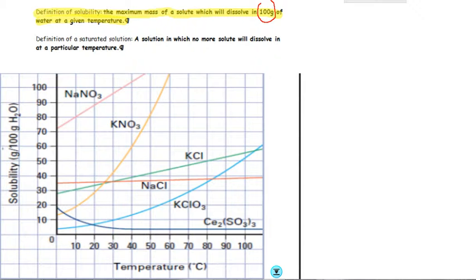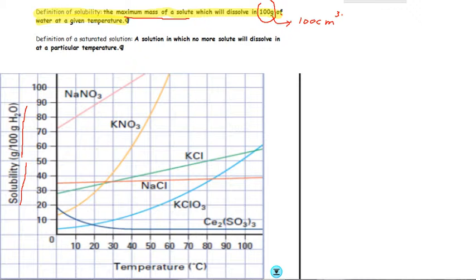And if you look at our graph down below here, the y-axis is given as solubility, and the units are grams, which is grams of the solute, or mass of the solute here, per 100 grams of the water. And that's the same as 100 cubic centimeters of water, because water has a density of 1 gram per cubic centimeter. So it's very important that you understand that, first of all.